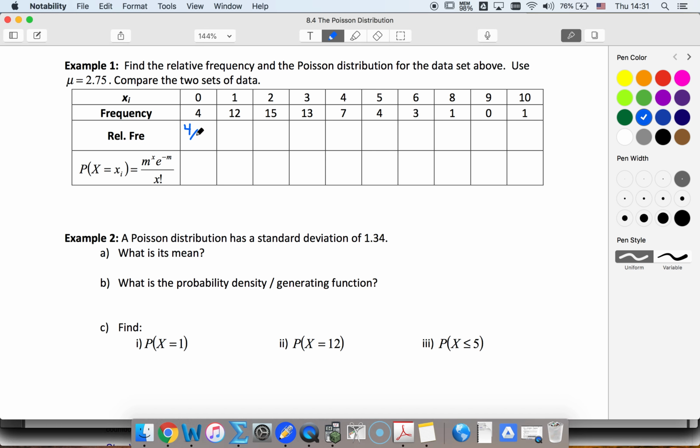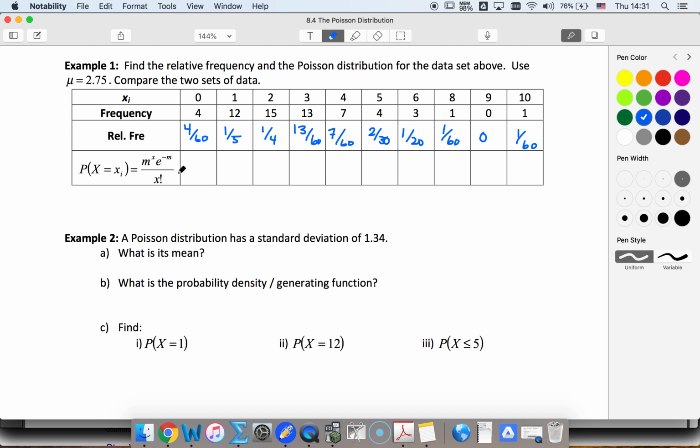So this would be 40 out of 60, 12 out of 60 is 1/5, 15 out of 60 is 1/4, 13 out of 60, 7/60ths, 4 out of 60 is 2/30ths, or 1/15th, of course. That's 1/20th, 1/60th, 0, 1/60th.